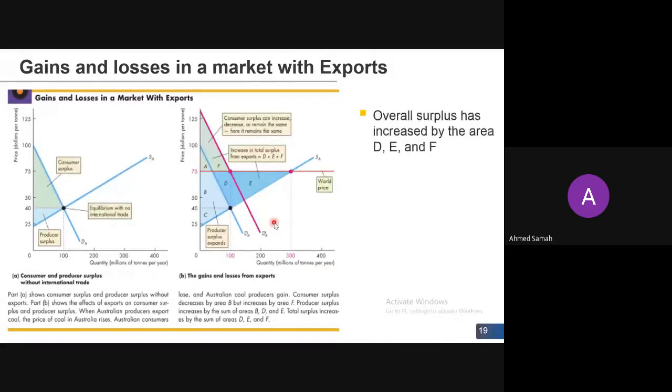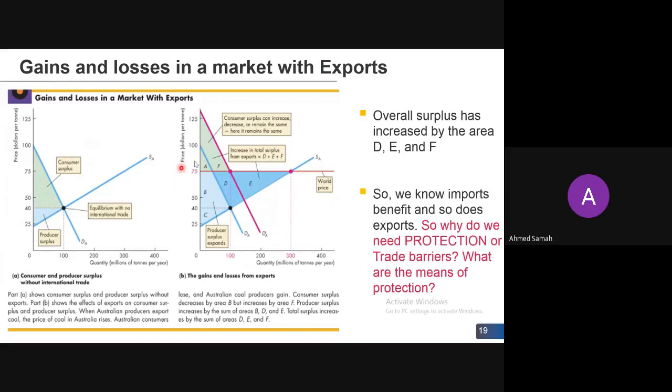So when they do that, what we are seeing is that overall surplus has actually increased by this particular area DEF as opposed to before exporting.